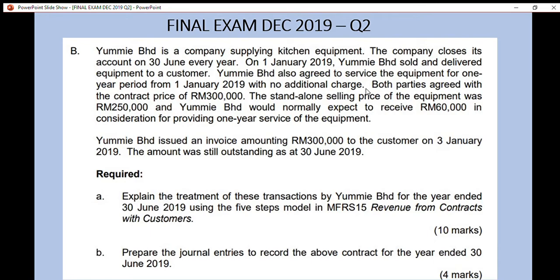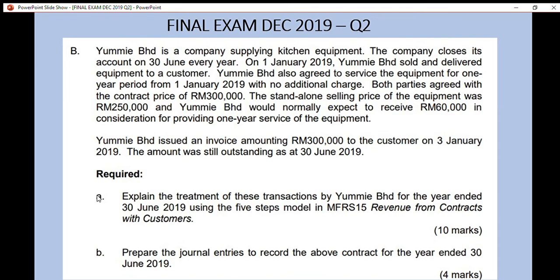The standalone selling price of the equipment was 250,000, and Yummy Berhad would normally expect to receive 60,000 in consideration for providing 1 year service of the equipment. Yummy Berhad issued an invoice amounting to 300,000 to the customer on 3rd January 2019. The amount was still outstanding as at 30th June 2019.